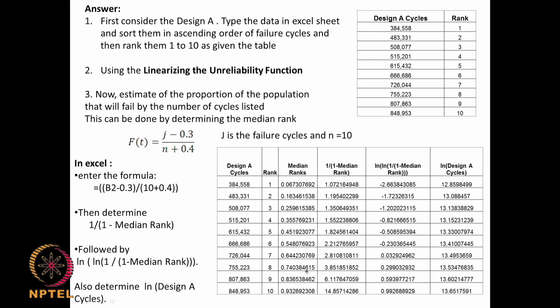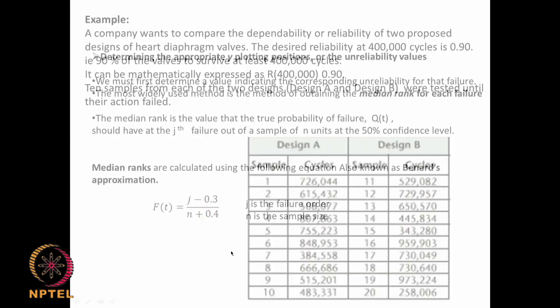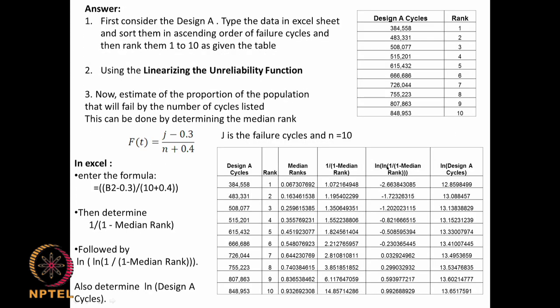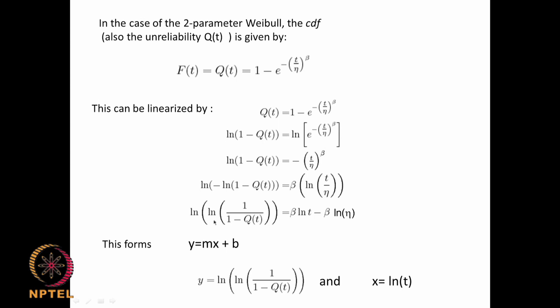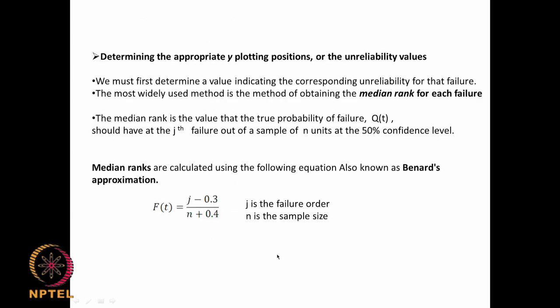Okay. Then you calculate 1 divided by 1 minus median rank. Then you take logarithm of that, then again you take logarithm of that. Why do you need to do all this? Because if you remember, logarithm of 1 divided by 1 minus qt versus logarithm of t is what we are going to plot. So, in order to estimate qt, we use this type of approximation, the median rank approach, and the median ranks can be calculated using Bernard's approximation.